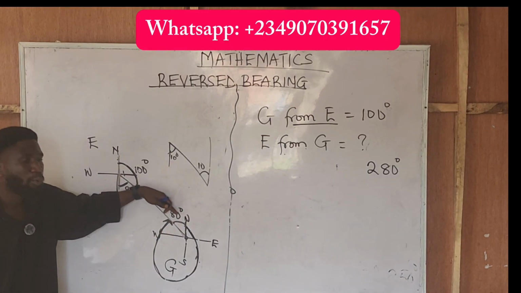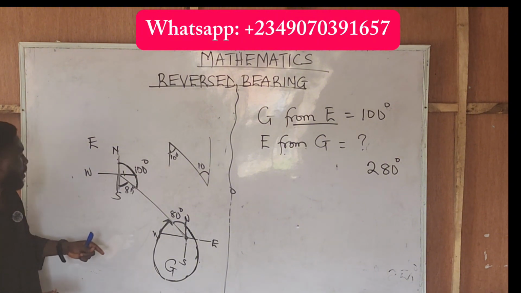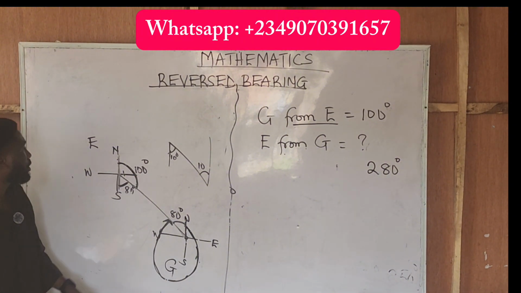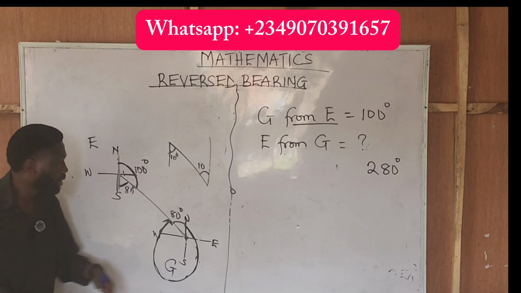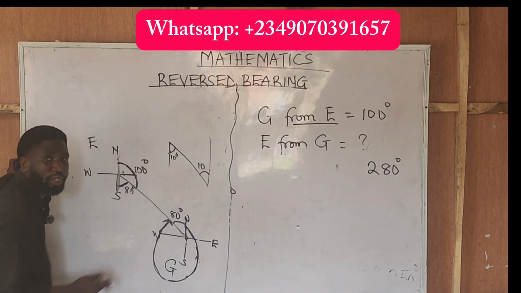But this 80 degrees now, we do not need it. We want to get the bearing of E from G, from this point here down to this side. So this 80 is not needed.